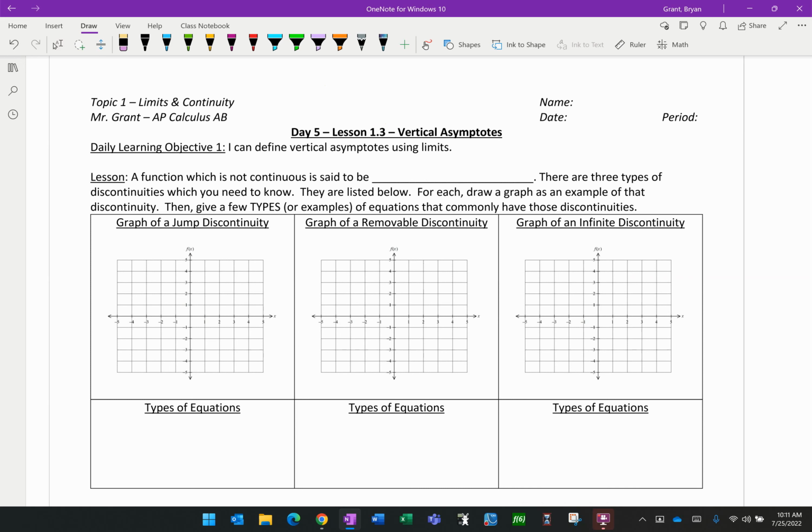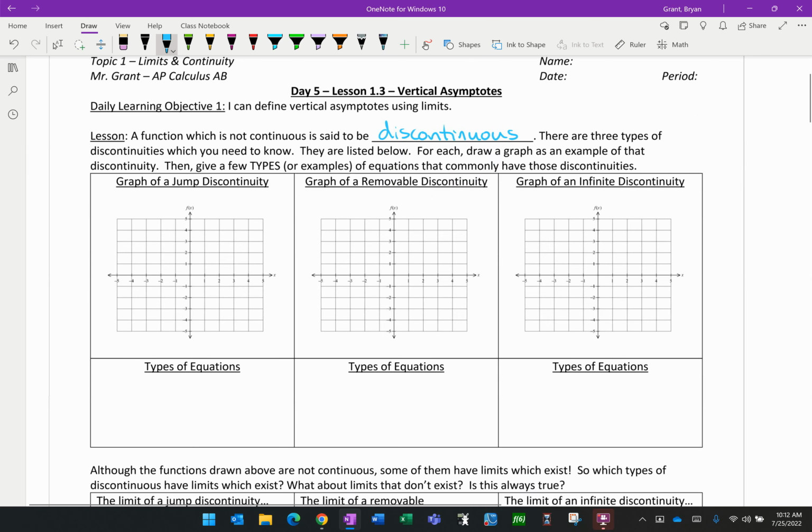Now the fancy way to say a function is not continuous is that the function is discontinuous. And there are actually 3 types of discontinuities which you need to know. You've actually seen all these types of discontinuities before, but I'm not sure if we've ever actually named them. So we have 3 names of discontinuities below. One of them is a jump discontinuity. The second is a removable discontinuity, and the last is an infinite discontinuity.